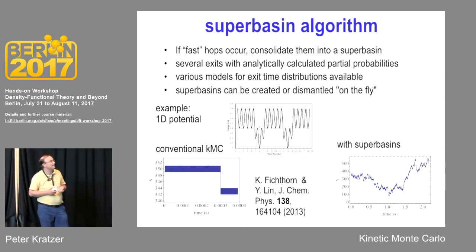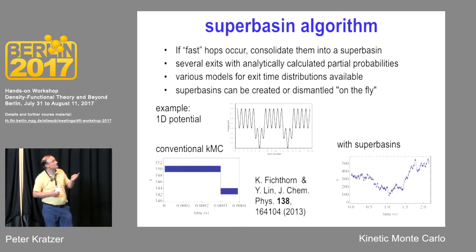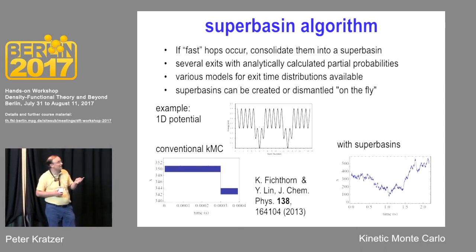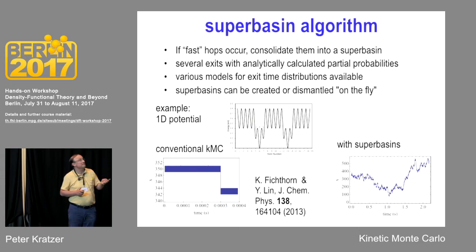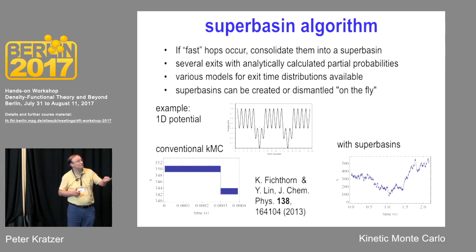Yeah? The solution here is the so-called super basin algorithm. So you consolidate this triple minimum into a single super basin. And then, okay, you need a different waiting time distribution. A super basin can have different exits, and you need different rates for these exits. But all this can be handled. Find it in this publication. And if you do this, then your simulation time advances much faster. You get out of this trap here, and you can simulate 2 seconds, for example, without too much computational effort.